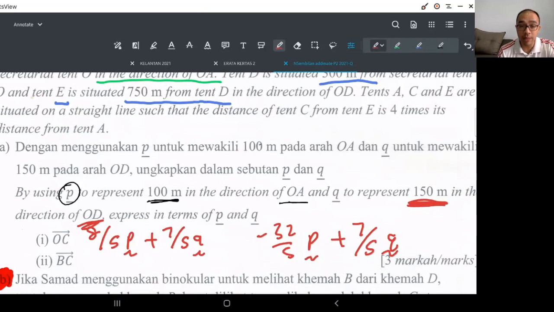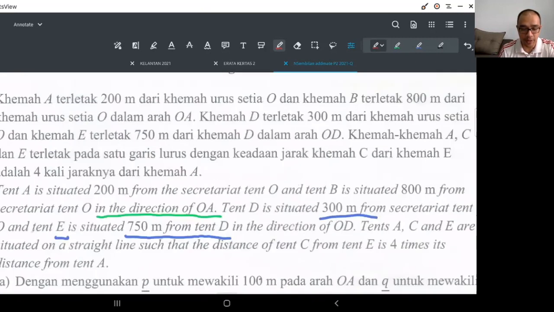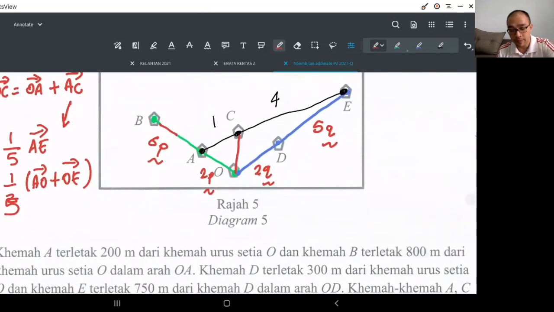8 over 5P plus 7 over 5Q. So long. Okay, BC is easier. BC is this one. I've run out of colors already. BC is this. BC will be BO plus OC.